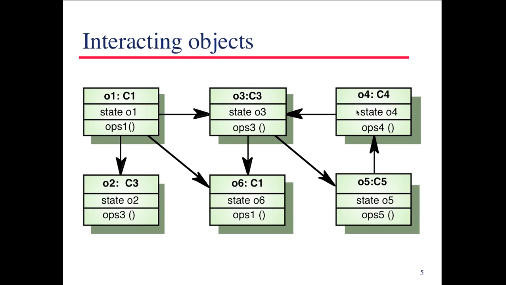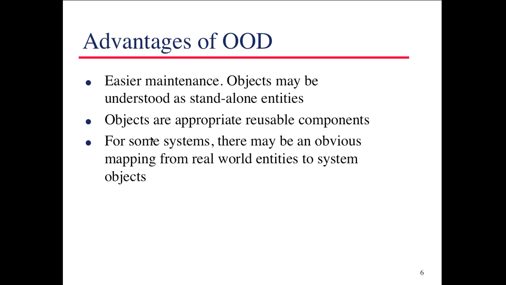So here we have state, and we have methods, behaviors underneath it. If you don't understand what those are, don't worry about it. This is actually a UML class diagram, a real crude one. Advantages: it should hopefully be easier to maintain. Objects are understood, standalone entities. Hopefully, objects are appropriately reusable components. Hopefully, it maps to real-world abstractions.